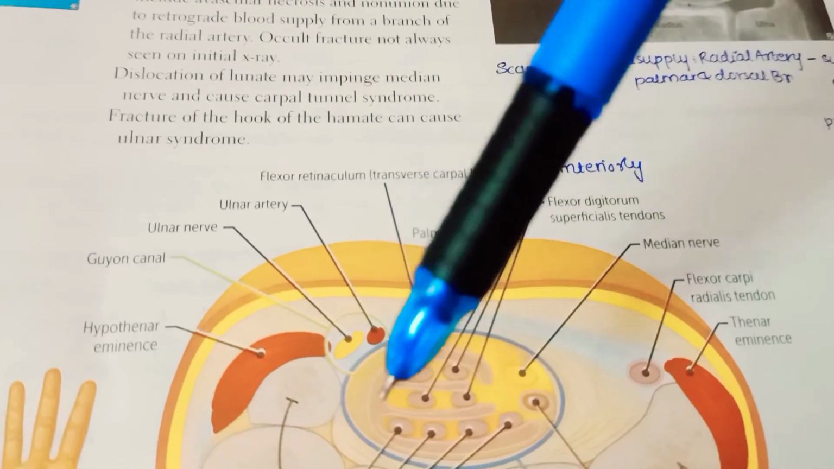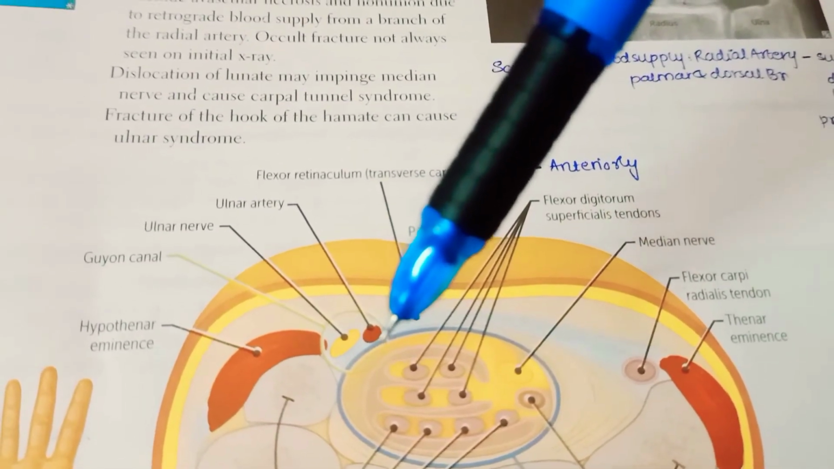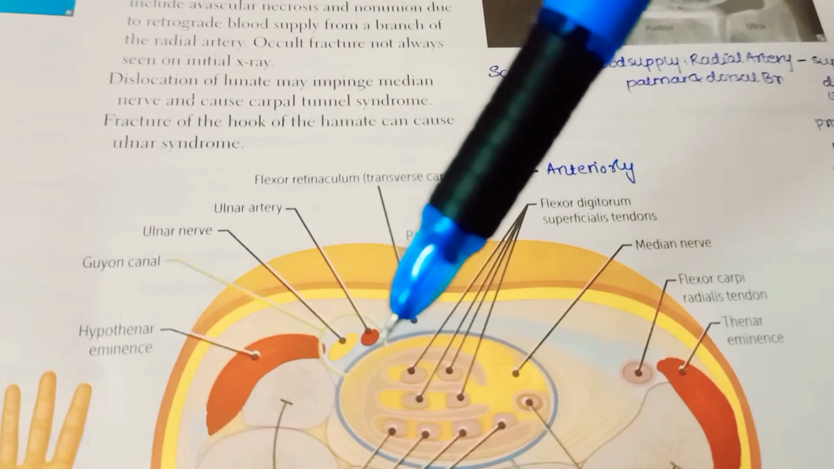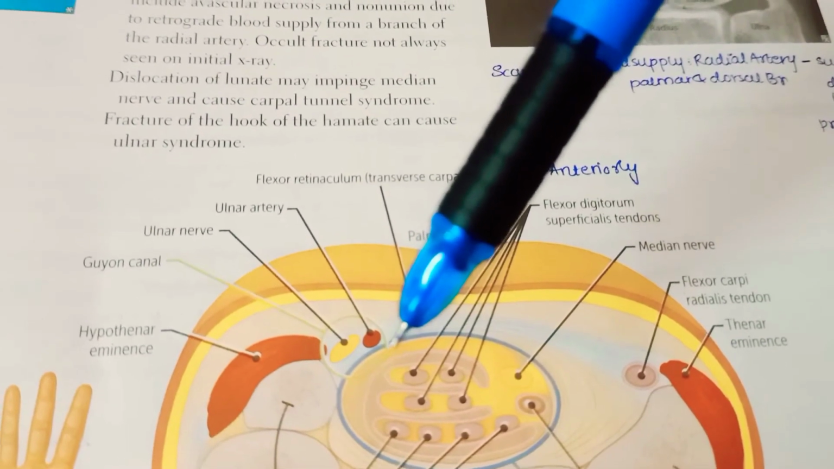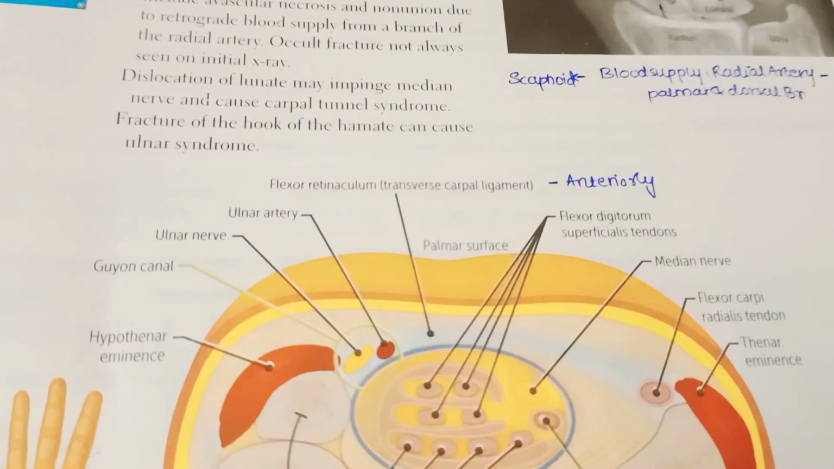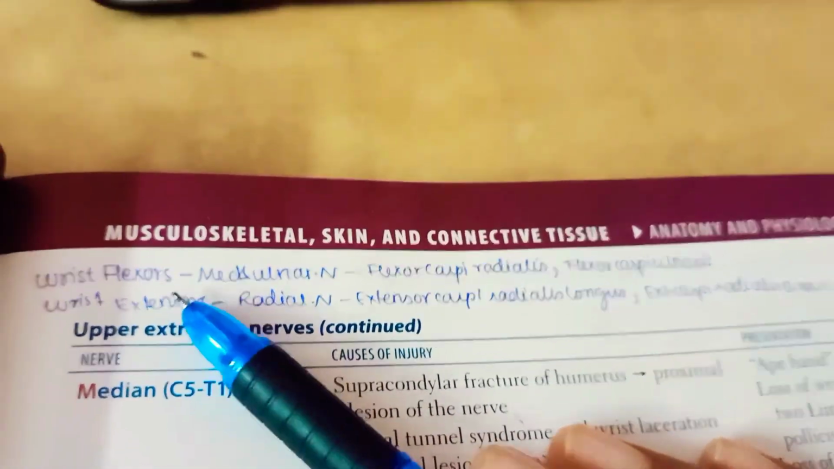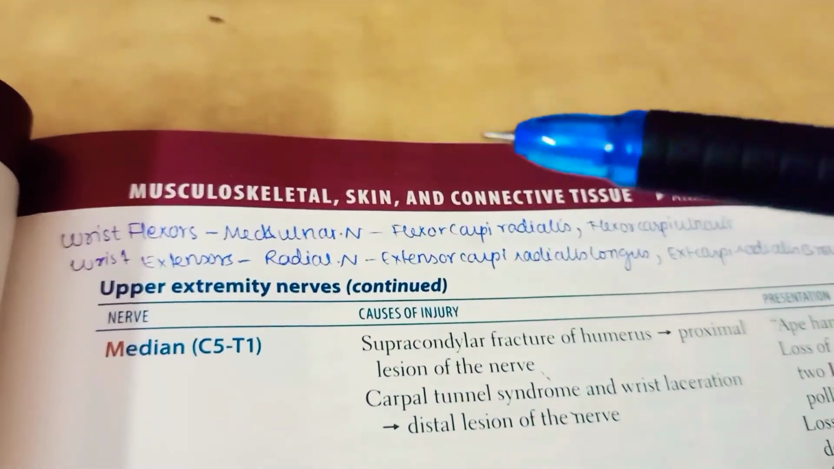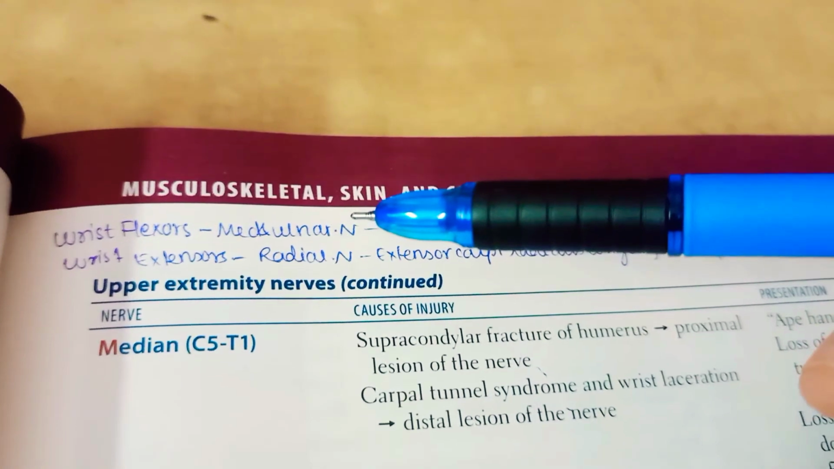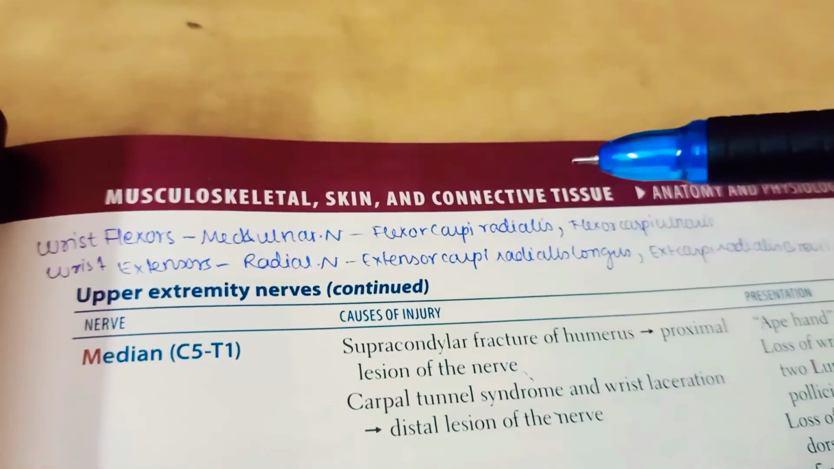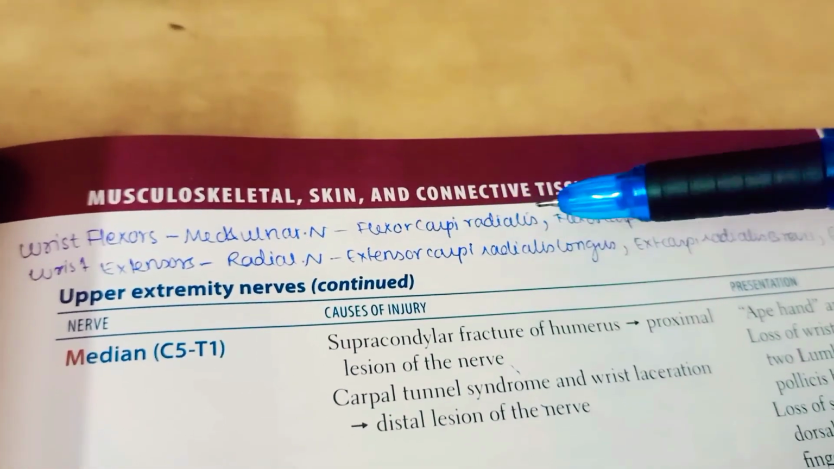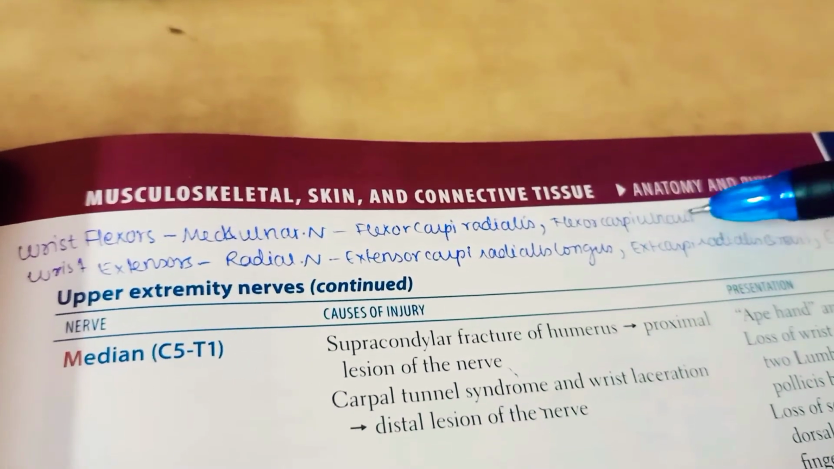And one more thing you remember: the hook of hamate, when it is affected, will also affect the distal part of the median nerve. One more thing about the wrist is the wrist flexors. You can see this wrist, this is flexion. Flexion of the wrist is mainly done by the median and ulnar nerve, mainly because of the flexor carpi radialis and flexor carpi ulnaris.